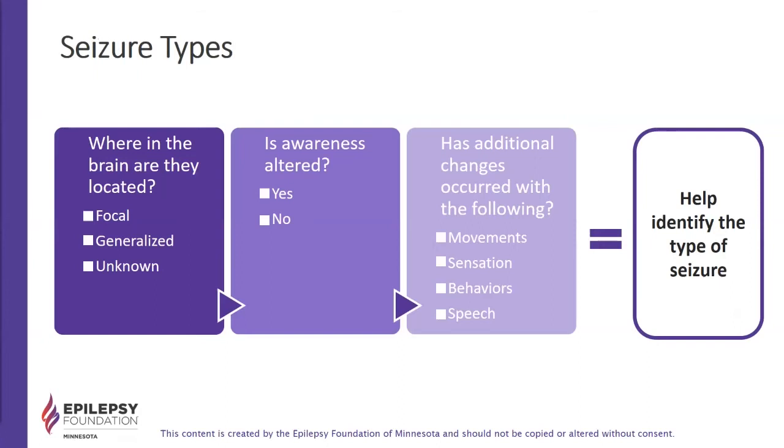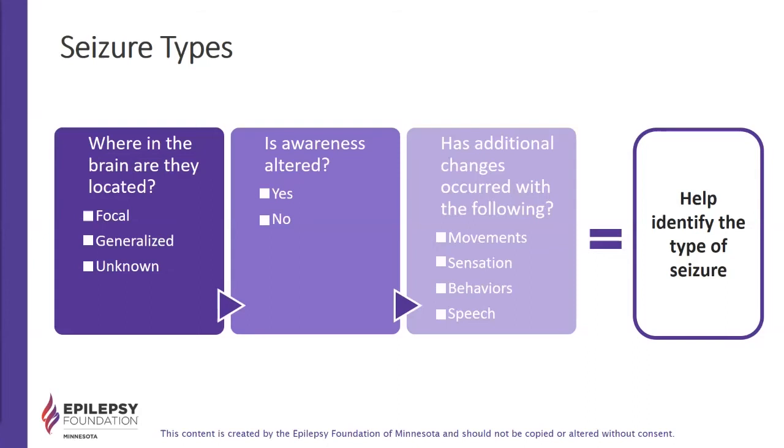So when it comes to classifying the different types of seizures that there are, we're going to look at a couple of them coming up, but there are three main questions that are asked. The first is, where in the brain is the seizure located? So is it a focal seizure, a seizure that is occurring in one location, one part of the brain? Is it a generalized seizure that is occurring throughout the entirety of the brain? It's possible that it would be unknown, again, if the doctor is not able to necessarily pinpoint where the seizure is happening.